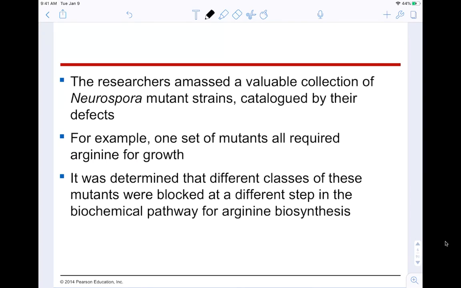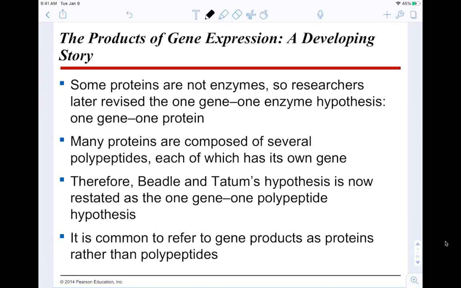It was determined that different classes of these mutants were blocked at a different step of their metabolic pathway for arginine biosynthesis. So when you affect particular genes, it affects their overall growth, which you could visibly see because they're trying to grow them on all these different types of media, right? So that's how they were able to see that it was the arginine pathway that was actually disrupted by these defects that they were introducing to the fungus.